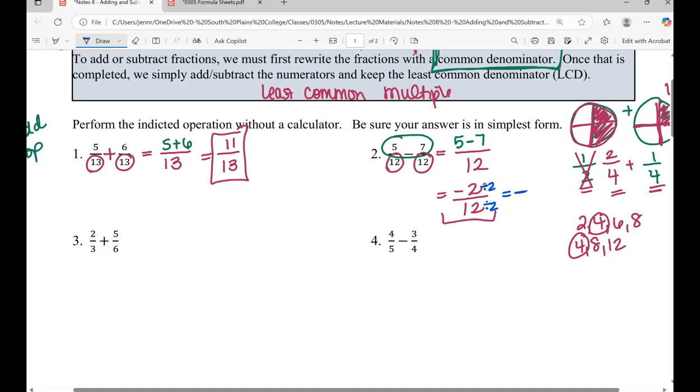I still have my negative out front. 2 divided by 2 is 1. 12 divided by 2 is 6. The simplified fraction is -1/6.